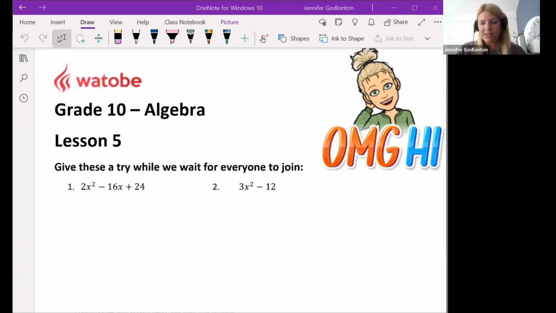There are 2 questions up on the board that I'd like you to give a try. It's just the factorization that we did on Thursday. And once you are happy with your answers, you can let me know and give them a try. Or you can put your answers in the comments, I don't mind.